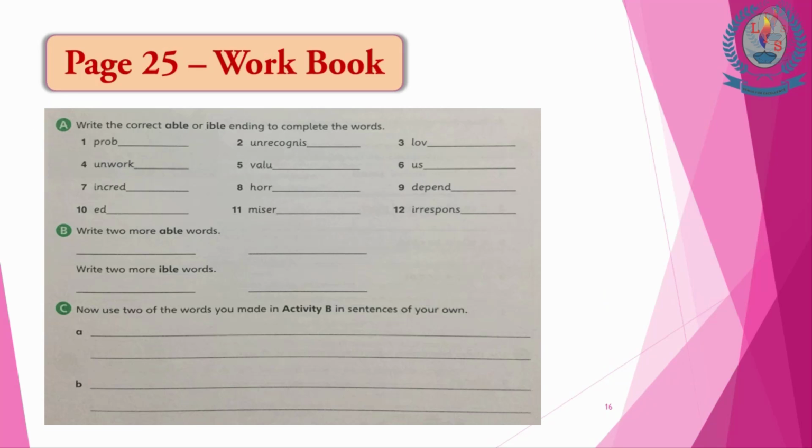Now turn to page number 25 in your workbook. Here also you are given 3 activities to do. Part A. Write the correct able or ible ending to complete the words. Part B. Write 2 more able words. Write 2 more ible words. Part C. Now use 2 of the words you made in Activity B in sentences of your own. Okay children, now you can answer these exercises in your workbook itself.